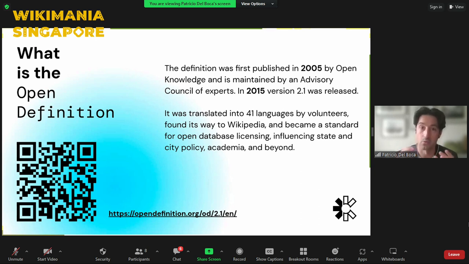The open definition was first published in 2005 by the Open Knowledge Foundation, and it has been maintained by an Advisory Council of Experts. In 2015, version 2.1 was released. It has been translated into 41 languages. It has reached Wikipedia. And the most important thing is that it has become the base for open database licensing. It has influenced policymaking, academia, and beyond.